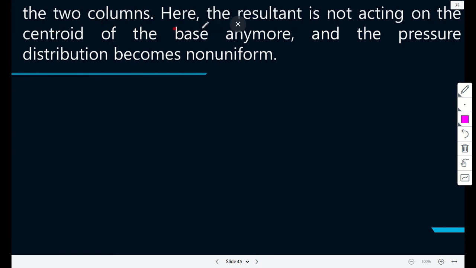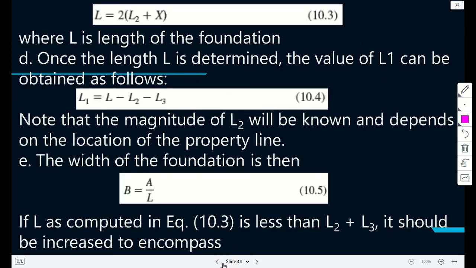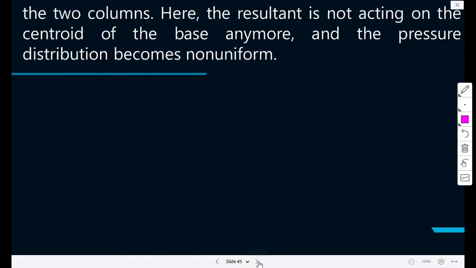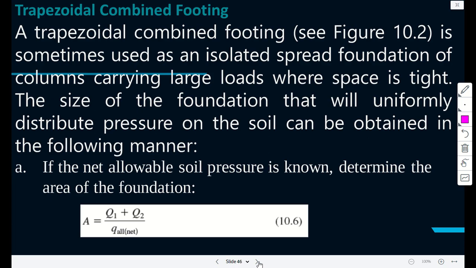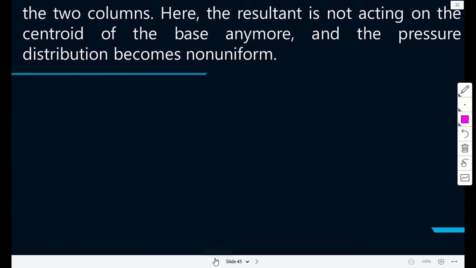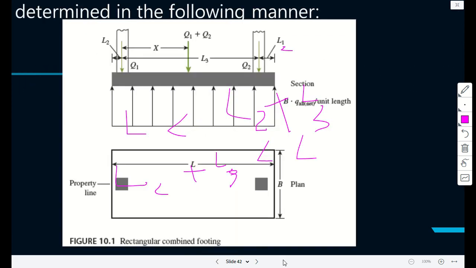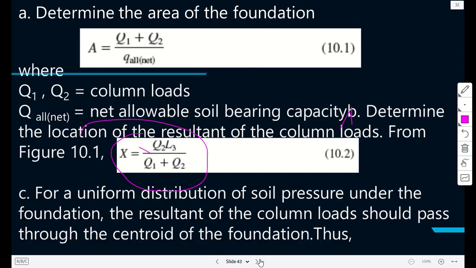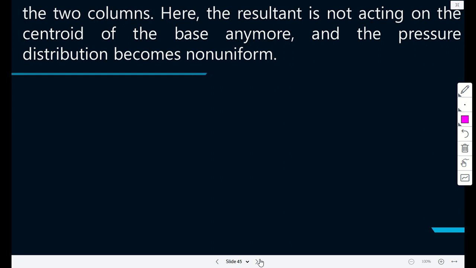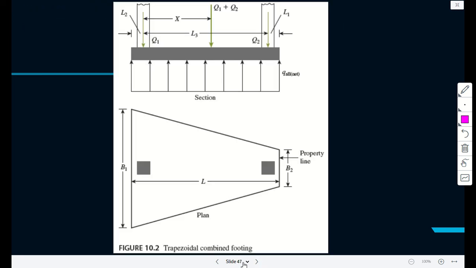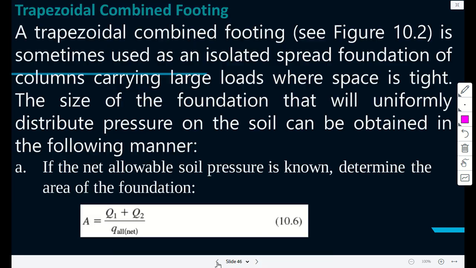Otherwise, for the two columns here, the resultant is not acting on the centroid of the base anymore, and the pressure distribution becomes non-uniform. Okay. So that is for a triangular combined footing. Then I think we have an example at the end. I'm not sure whether it's triangular or trapezoidal. We see now the trapezoidal combined footing.